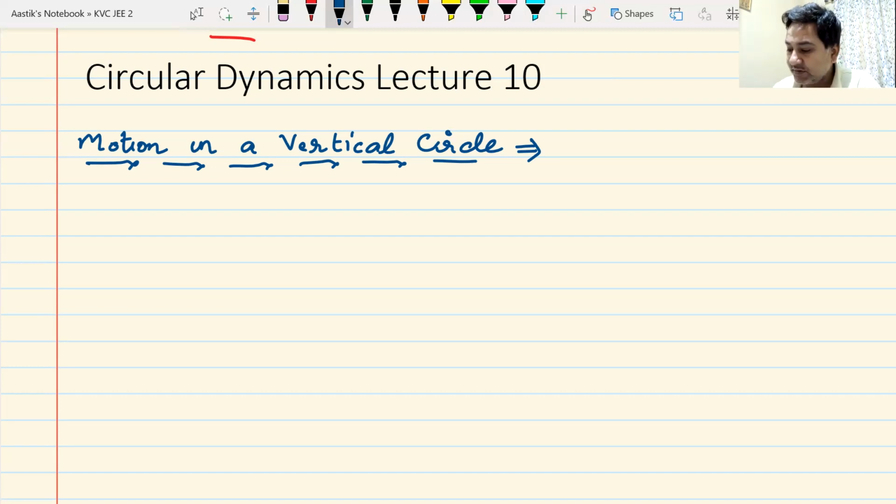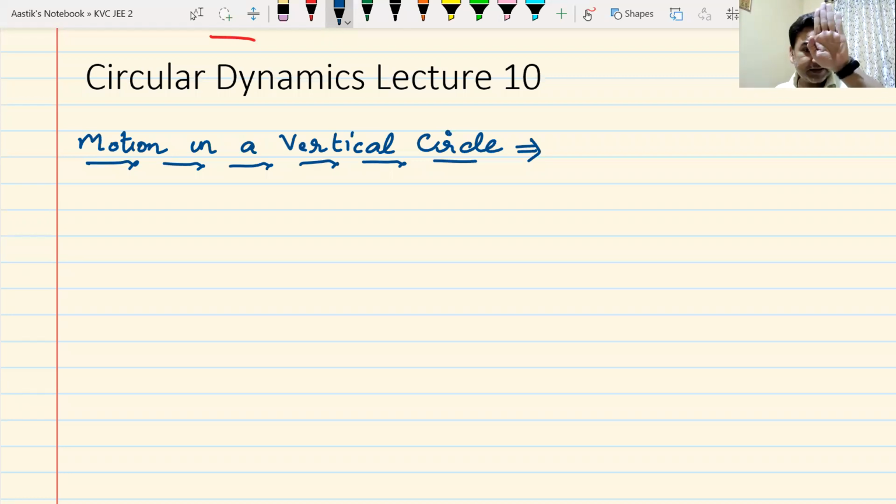Motion in a vertical circle. Now, what do you mean by a vertical circle? When we talk about a vertical circle, instead of the body moving like this, it will now move in this plane. This plane, it will move like this. So this is my new plane, the vertical plane.